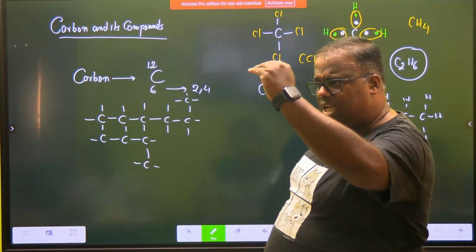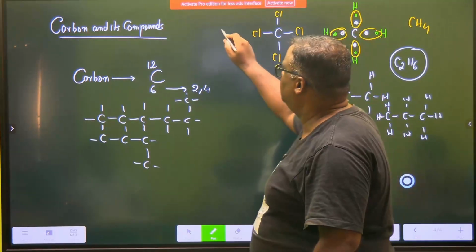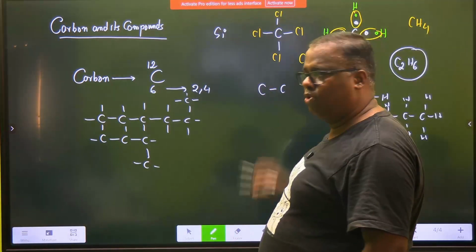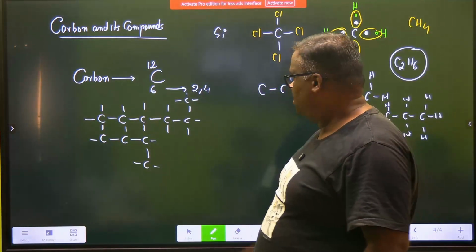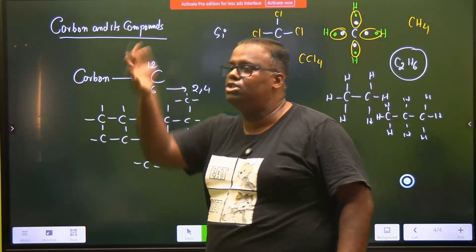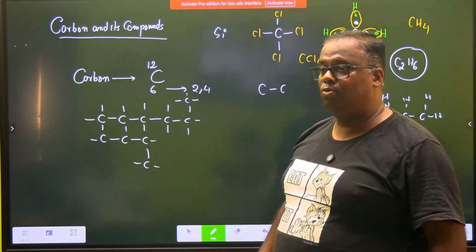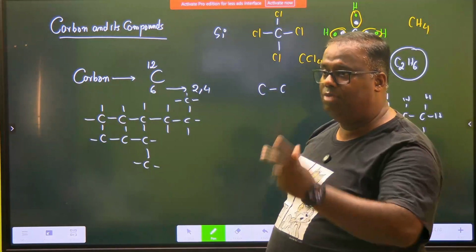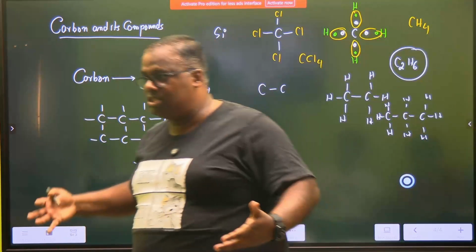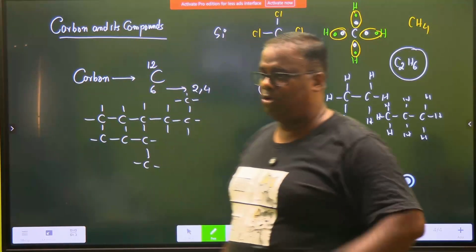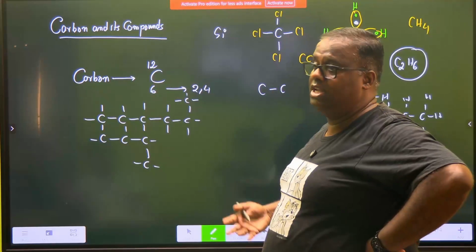But if you see the element just below carbon, that element's name is silicon. So silicon should also have 4 electrons in its outermost orbit. Silicon should also show this property, doesn't show. Silicon structures are not stable, which makes the world so unique that there is only one element which can combine with itself and form large chains, and all chains are possible. So as a chemist, it's very interesting for me.